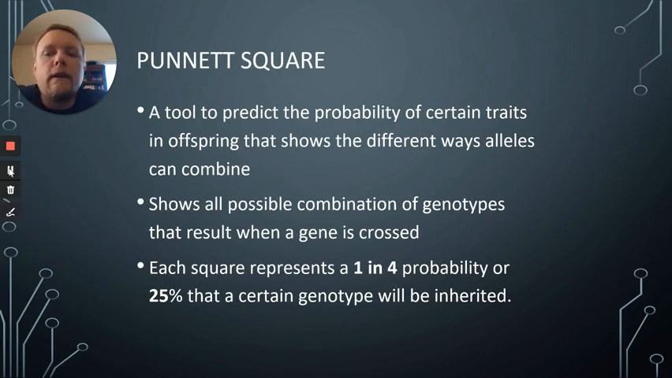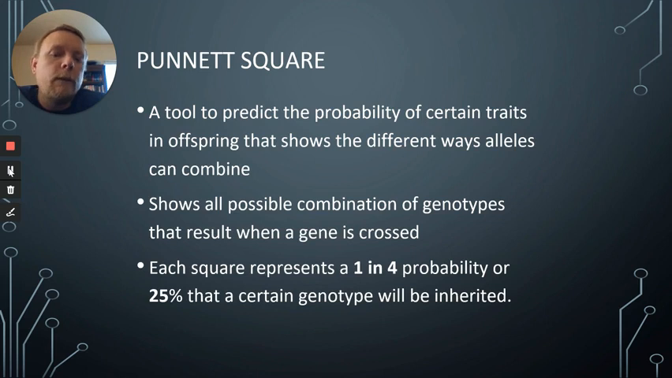A Punnett square is a tool to predict the probability of certain traits in offspring that shows the different ways alleles can combine. So if we know the parents and we can figure out their genotypes, we can use a Punnett square to try and predict what will happen with their offspring. So the Punnett square shows all possible combinations of genotypes that result when a gene is crossed. So it just shows you what could happen and the probability of each one of those outcomes.